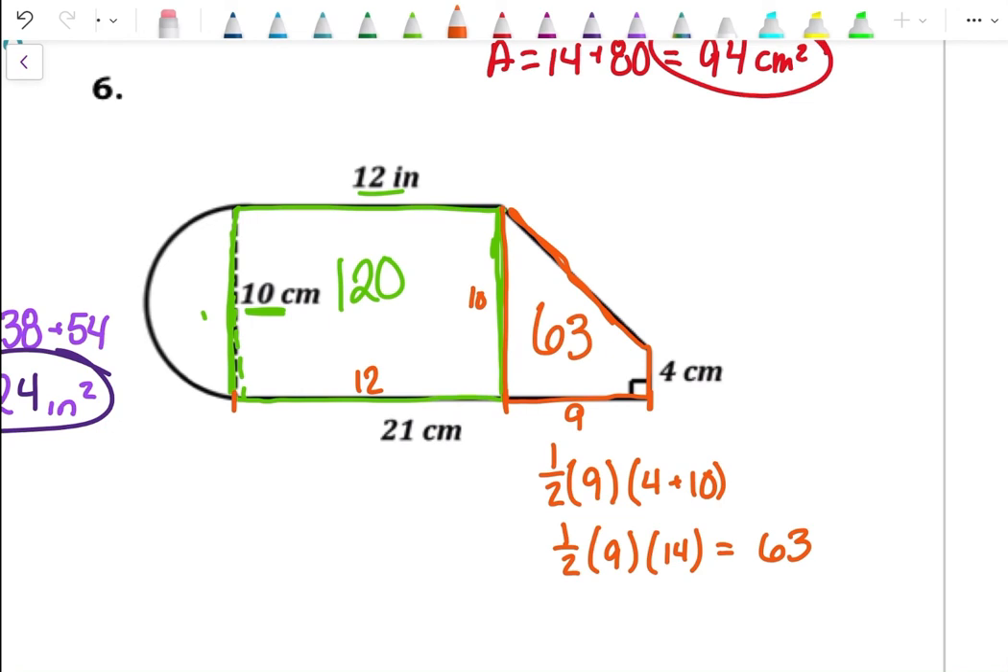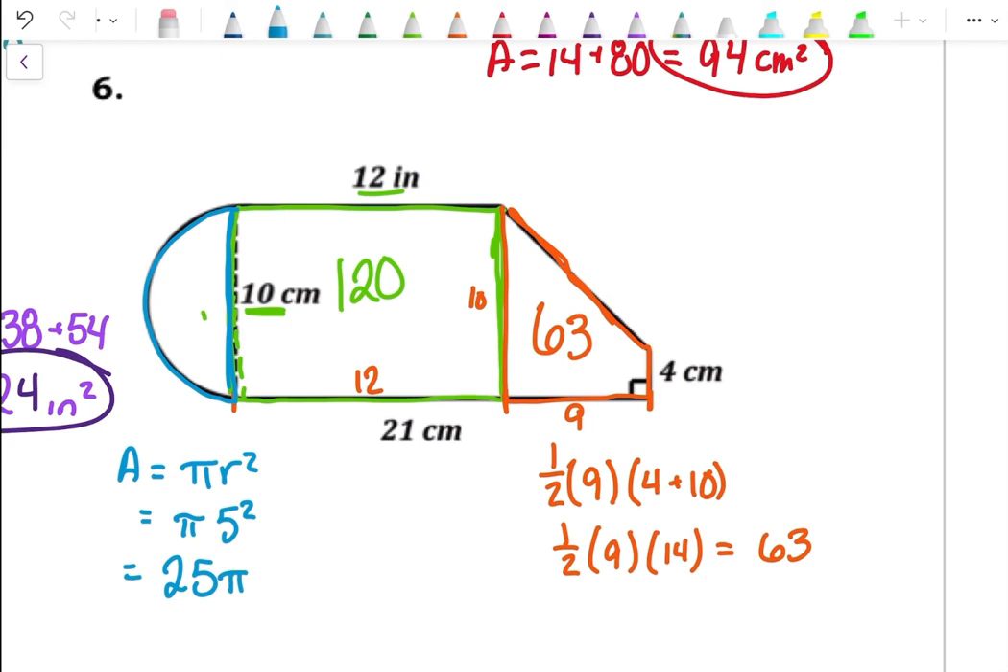Now let's do the circle part. So this is my section of a circle that I need to find the area of. Well, area of a circle is pi r squared. First off, I need to know r. I know the full diameter is 10, which means r is going to be half of that, or 5. So the full area is 25 pi.